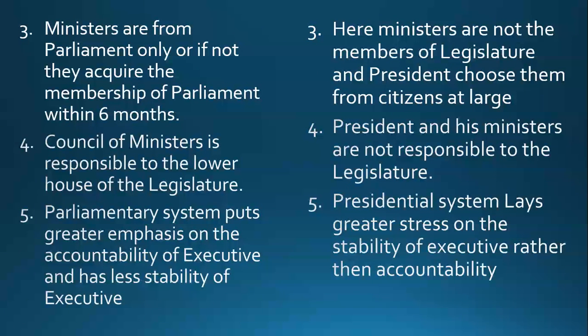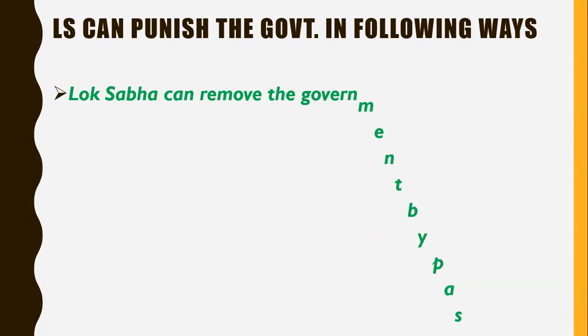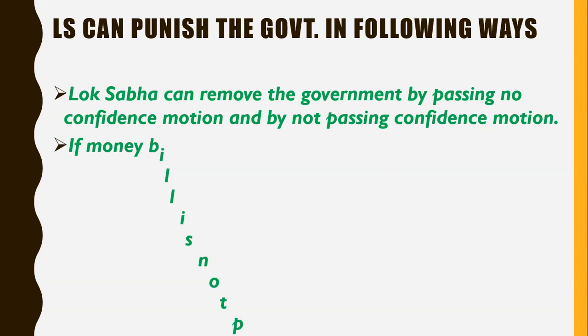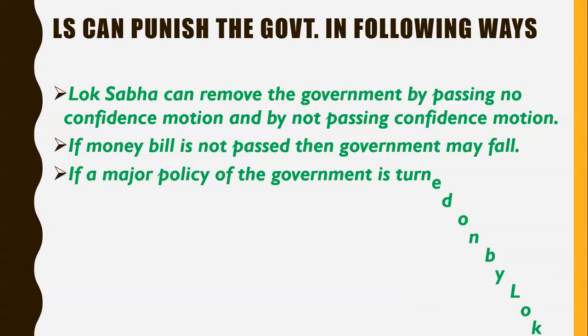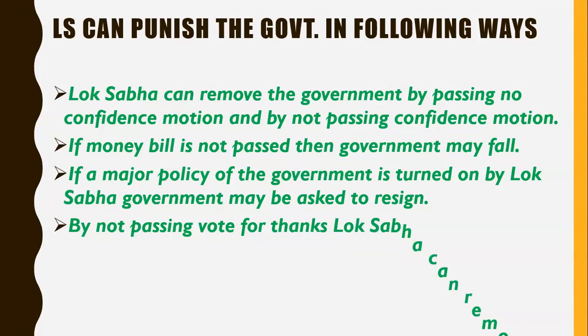So friends, I have told you that in any parliamentary form of system, executive is responsible to legislature, means the council of ministers is responsible to Lok Sabha. So now the question arises: how can Lok Sabha punish the government? Okay, so friends, now we will discuss how Lok Sabha can punish the government. So Lok Sabha can punish the government in the following ways. Okay, for example, Lok Sabha can remove the government by passing a no confidence motion.